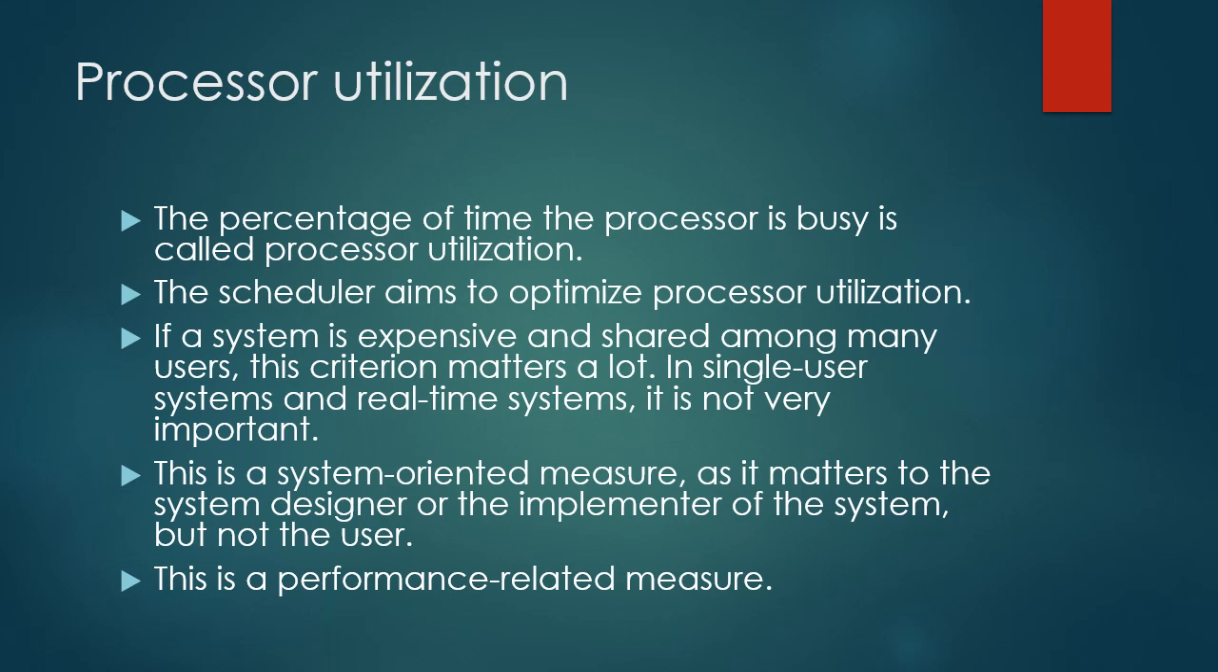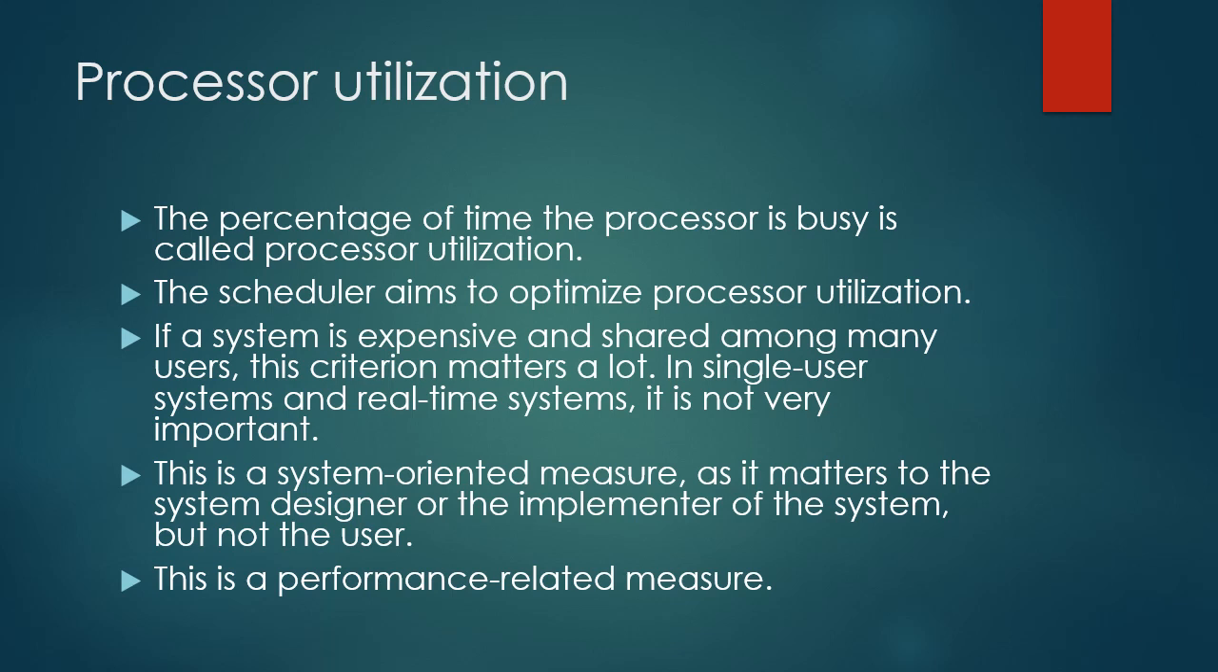The percentage of time the processor is busy is called processor utilization. The scheduler aims to optimize processor utilization. If a system is expensive and shared among many users, this criterion matters a lot. Suppose CIS department invests ₹1 million in a supercomputer for its PhD students. The chairman would be extremely unhappy if he has only 2 students enrolled in the PhD program because his very expensive machine is being used scarcely. But if 15 people are doing PhD in the department simultaneously, the chairman will consider the ₹1 million well spent.